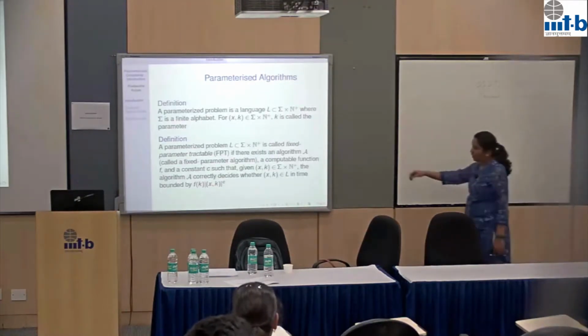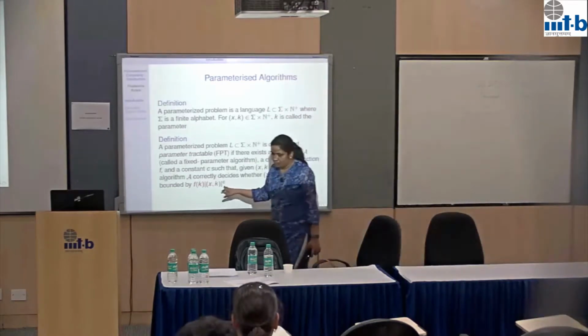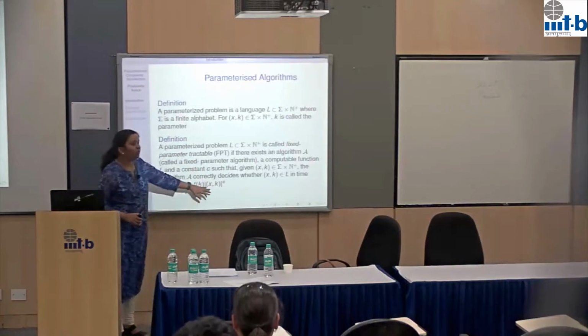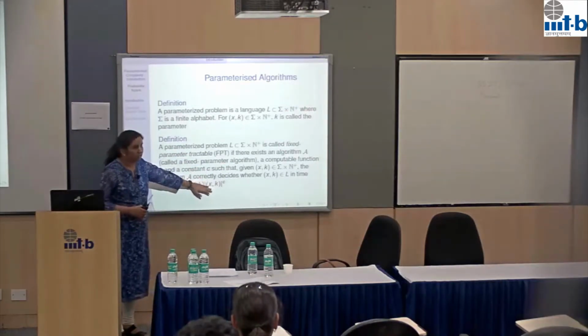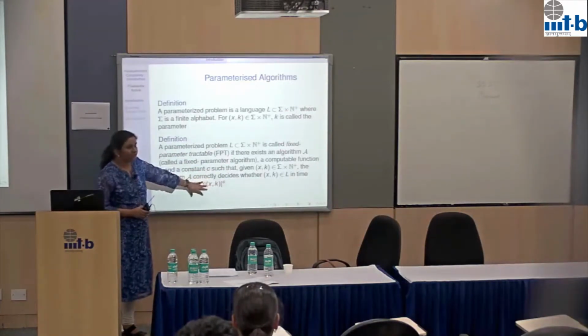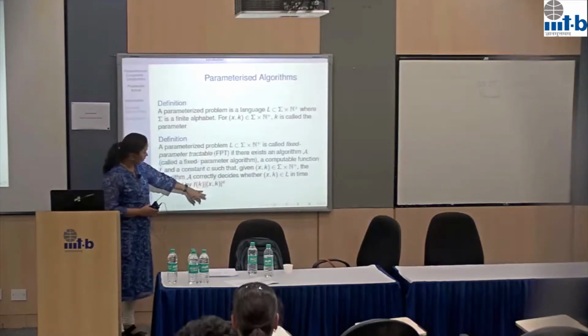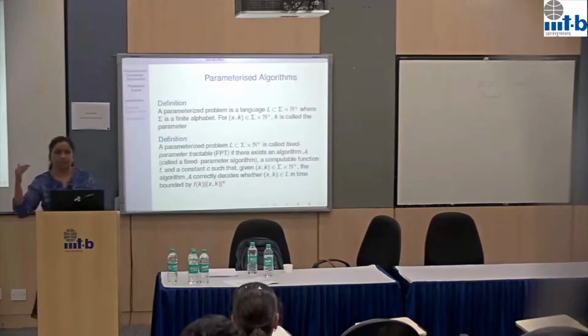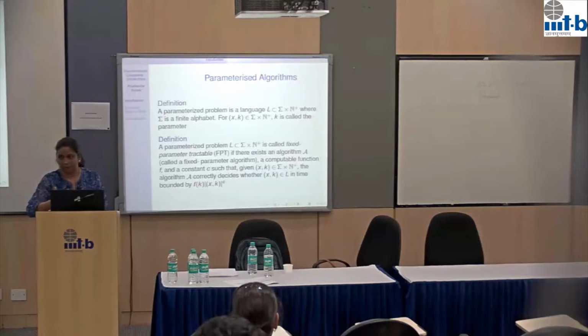So the idea here is you take the rate at which this running time function grows. It will be very small compared to some others. Even an algorithm with running time n to the power k is not considered an FPT running time. But if you have f of k times polynomial in n, that is an FPT. So clear?